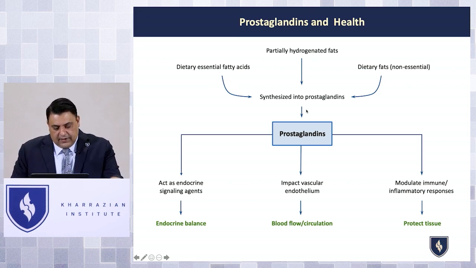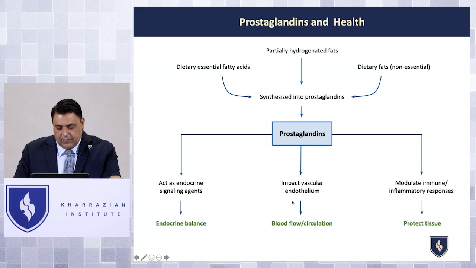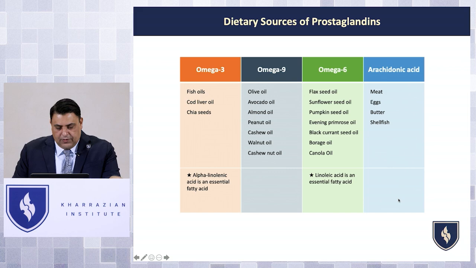And ultimately those get converted to prostaglandins. You need to have some pro- and anti-inflammatory fats. You really don't need any partially hydrogenated fats. But prostaglandins are actually endocrine signaling agents. They help with endocrine balance, they help with blood flow, they help protect tissues, but they're also nociceptive activators.